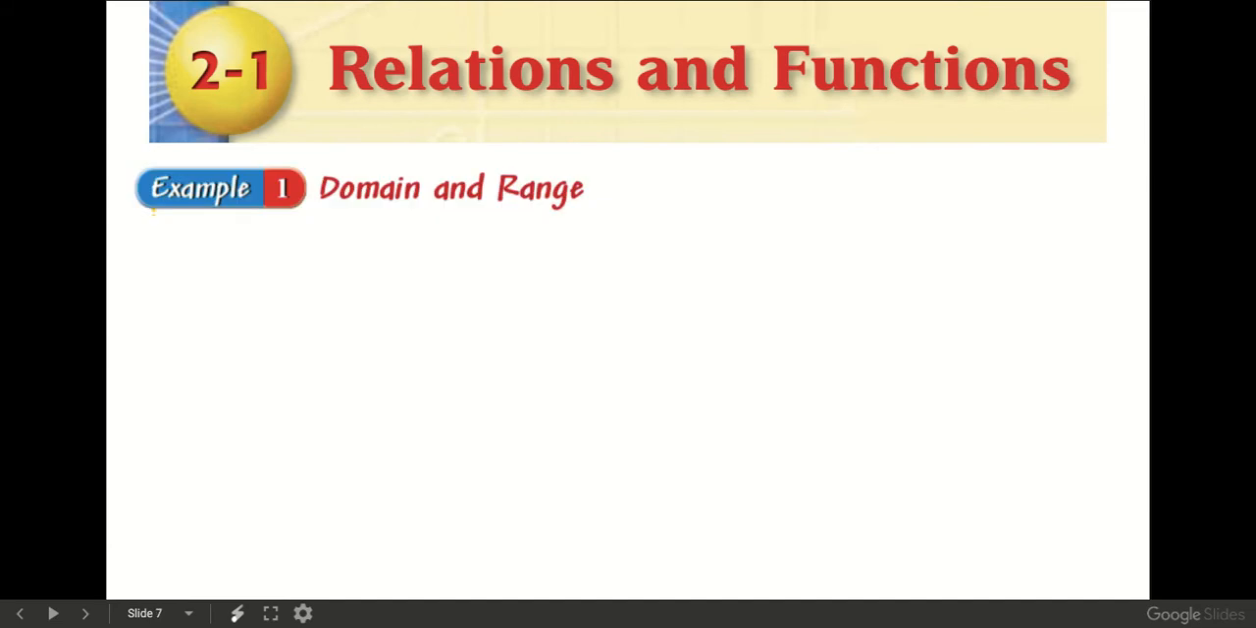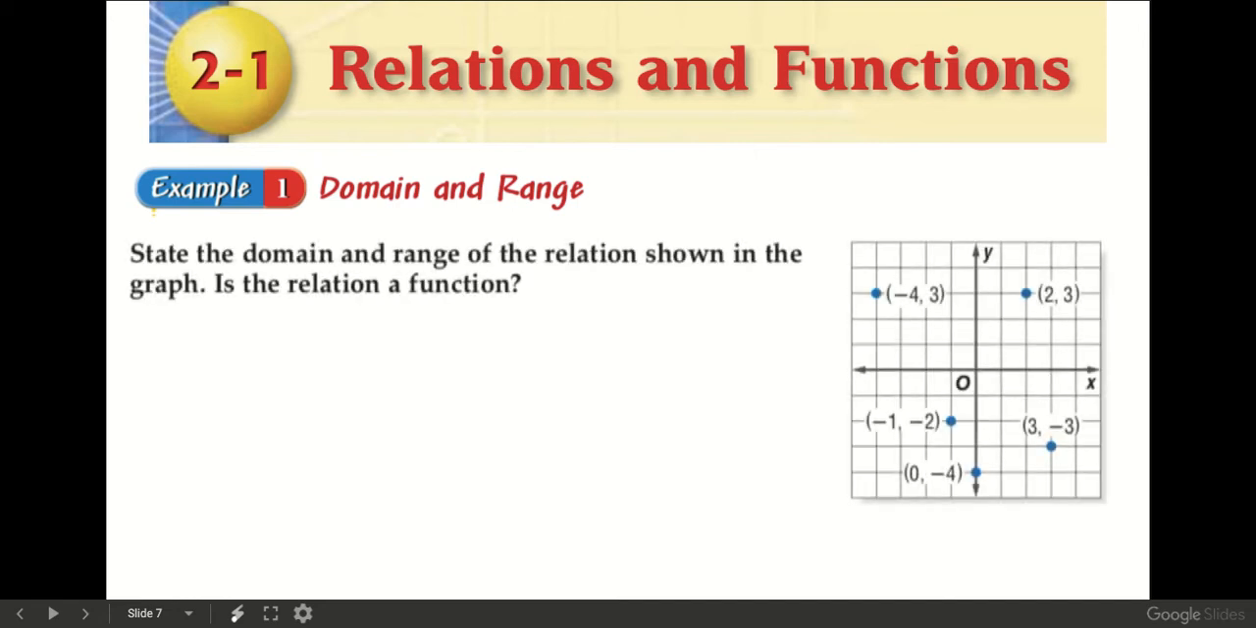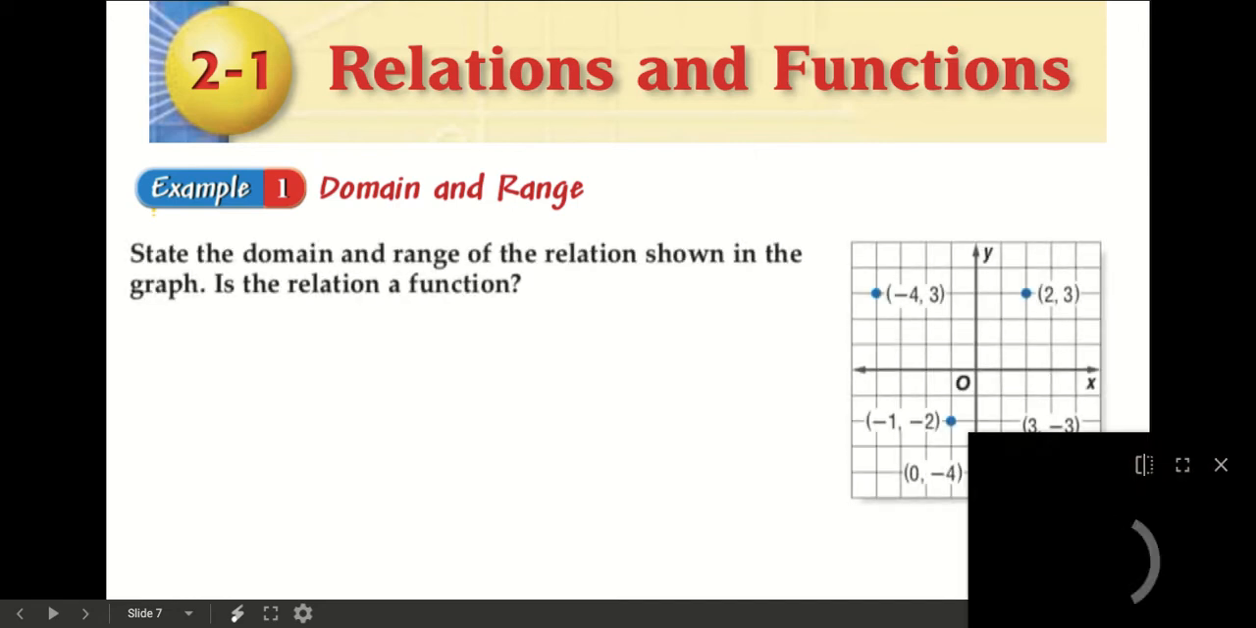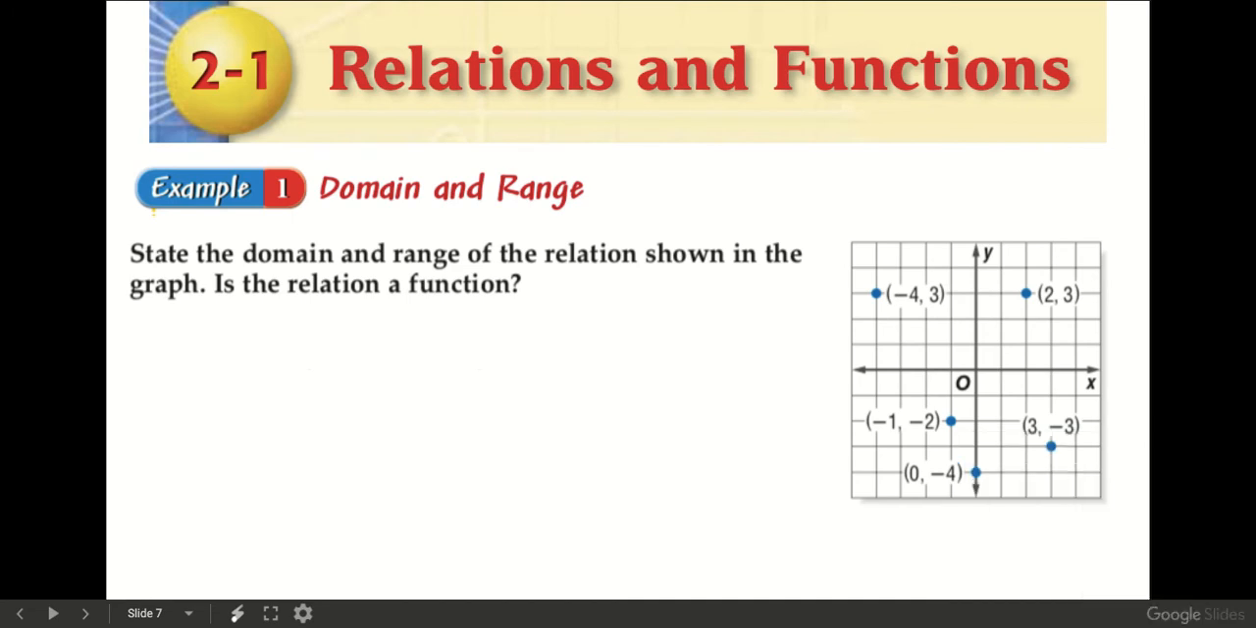So going with an example here, trying to discuss domain and range. So it says state the domain and range of the relation. Oops, let me turn off my video. Shown in the graph is a relation, a function, right? So this is where we have to ask ourselves. Here's the relation, right? I'm going to take all the ordered pairs and write them out. Here's my relation, okay? So I have all the ordered pairs, listed by x and y coordinate, surrounded by parentheses. And then I have braces on the outside showing that is my whole relation.